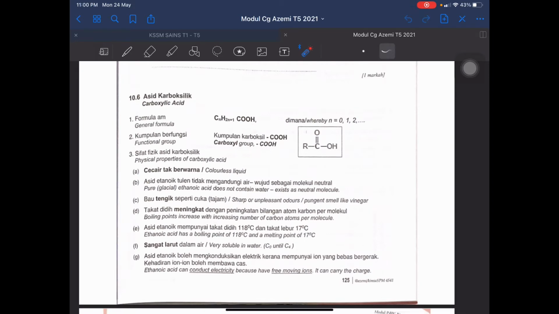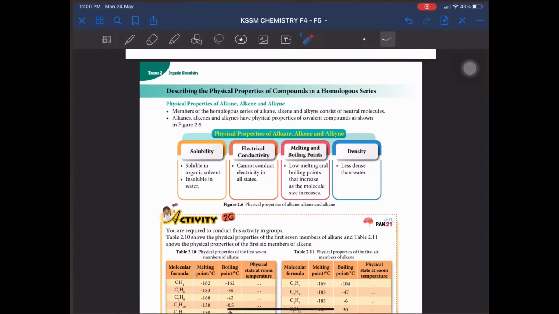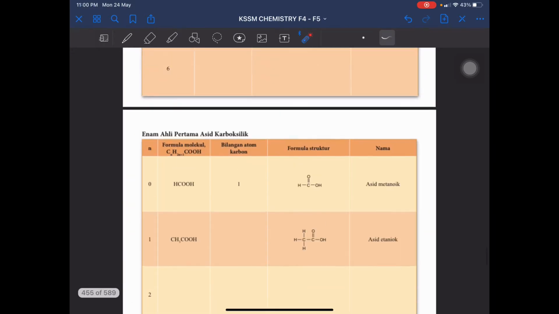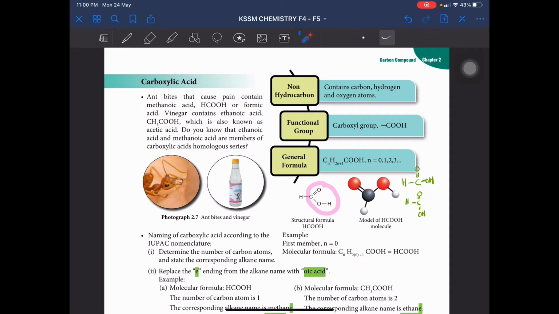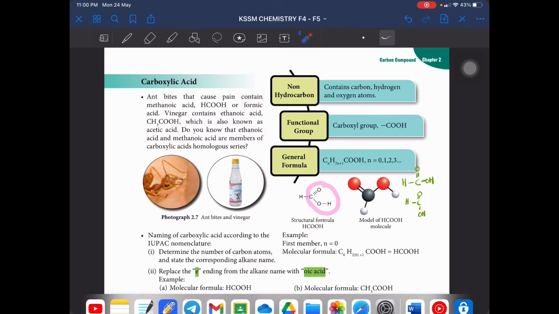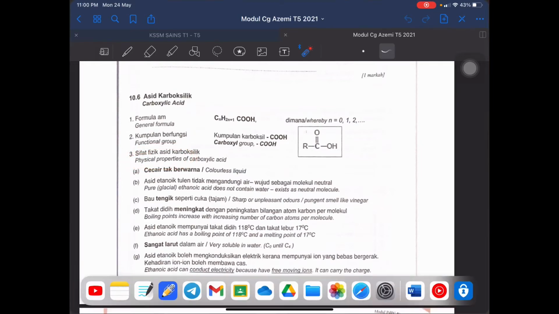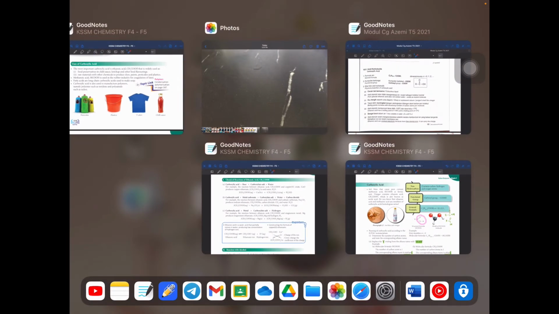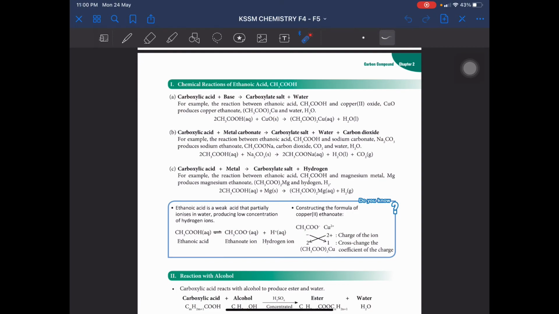So we are done with the physical properties. Look at what we have learned just now. I already introduced you to the carboxylic acid. Okay, this is the introduction here. It's a non-hydrocarbon, the functional group, the general formula, and then I already introduced you to the physical properties. Okay, now we are going to enter the chemical properties. So let us look at the chemical properties here. Chemical reaction lah.